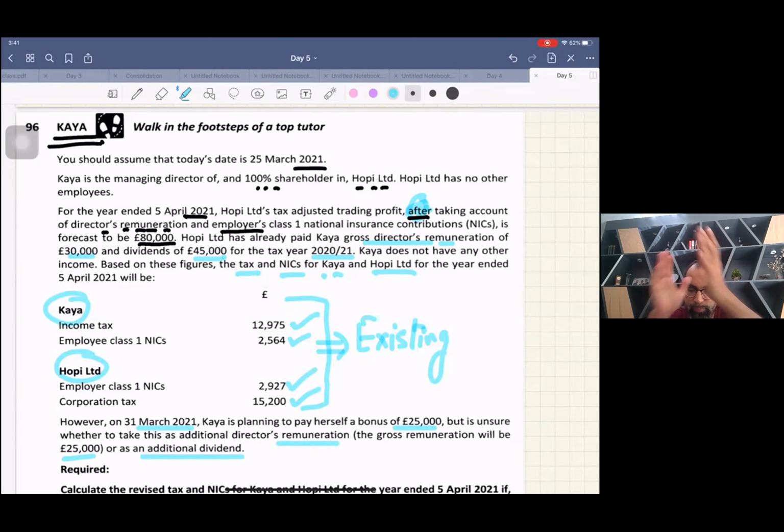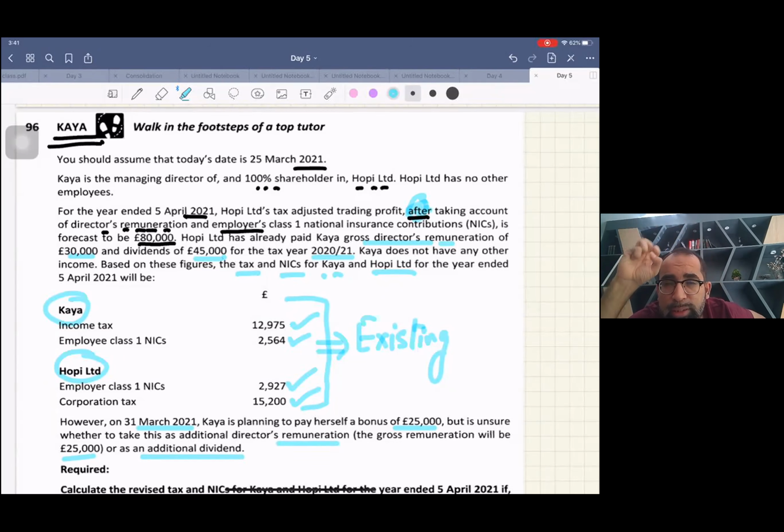You have two options. Take out this 25,000 as a bonus, or take out this 25,000 as a dividend. This is additional to salary. Salary has already been given. This is an additional thing.